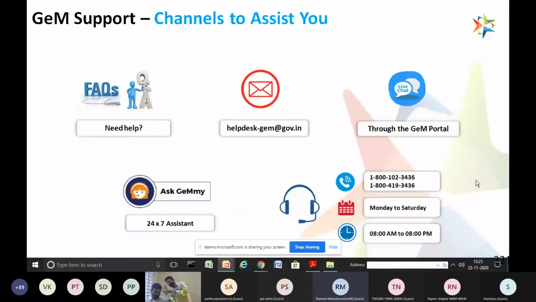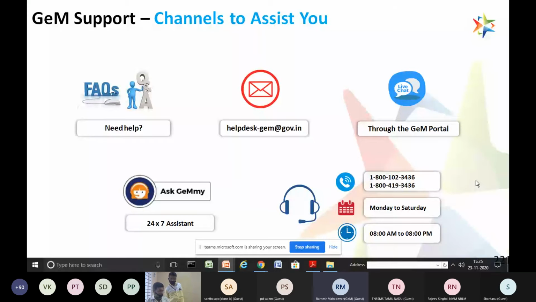You can access the FAQs, which are available on GeM. There are certain things you can go through which can improve your knowledge around this portal. You can go through the FAQs. You can write to the help desk if you face any queries, questions or problems. Through the GeM portal, we have something called Ask Me Jemmy, which is a chatbot newly created in GeM. It's a new feature which can be used.